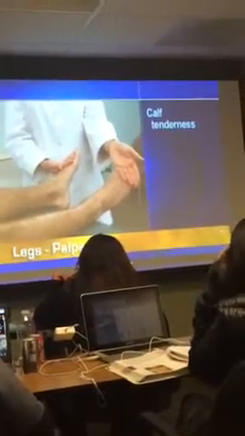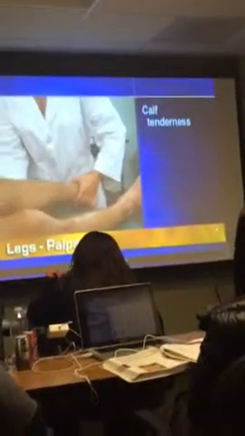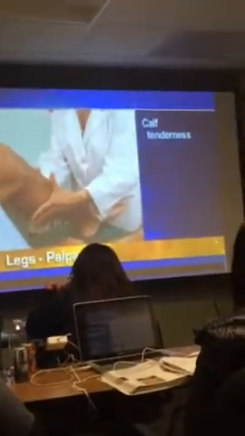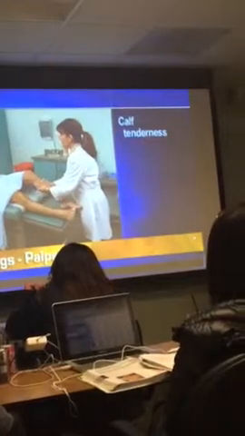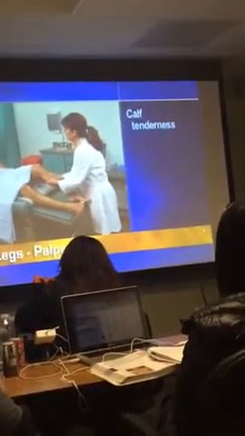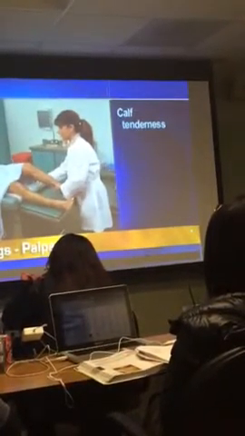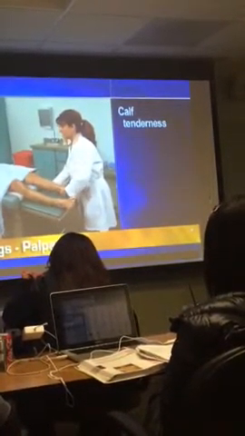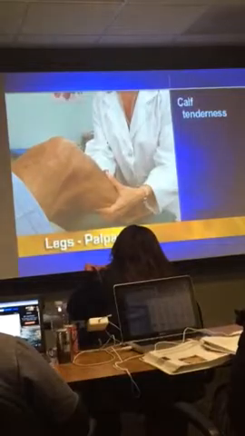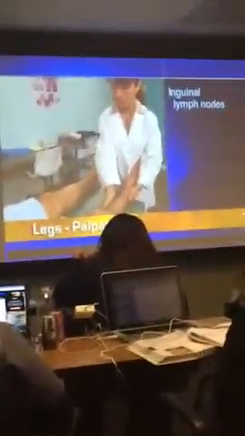Now test for calf tenderness by flexing the person's knee and gently pressing his calf muscle against the tibia. Now, does this hurt or feel tender? No. This maneuver should cause no tenderness. And how about this one? No. Great. Then palpate the inguinal lymph nodes.